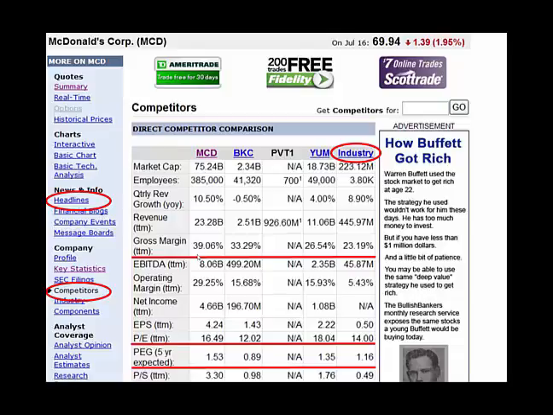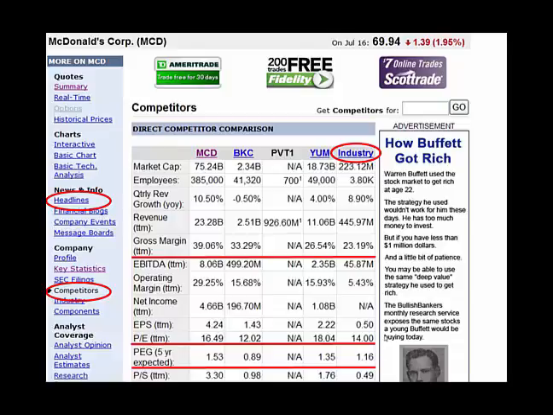It tells us that McDonald's is either more effective at generating sales or more effective at keeping its cost of sales lower than its competitors. So that's all we can really tell from gross margin. Price earnings ratio. So we look further down the page. So we can see the price earnings, what does it tell us?